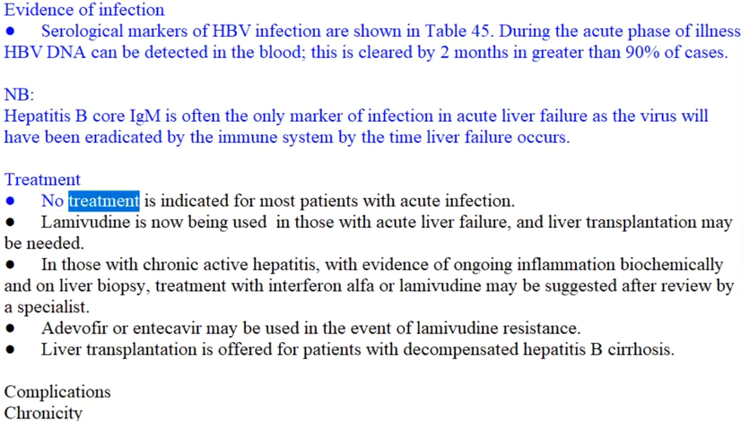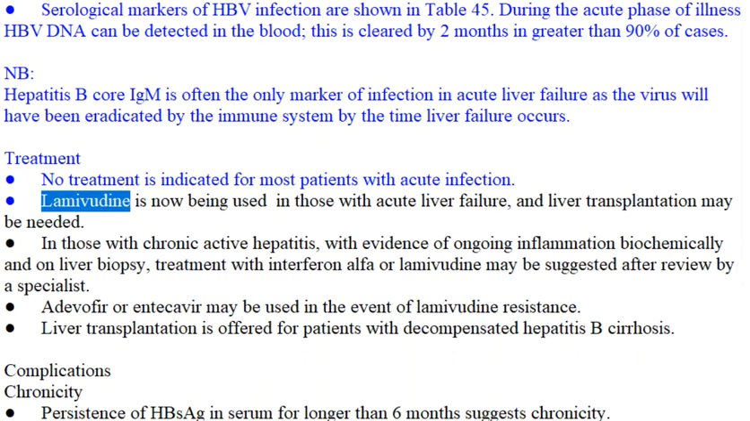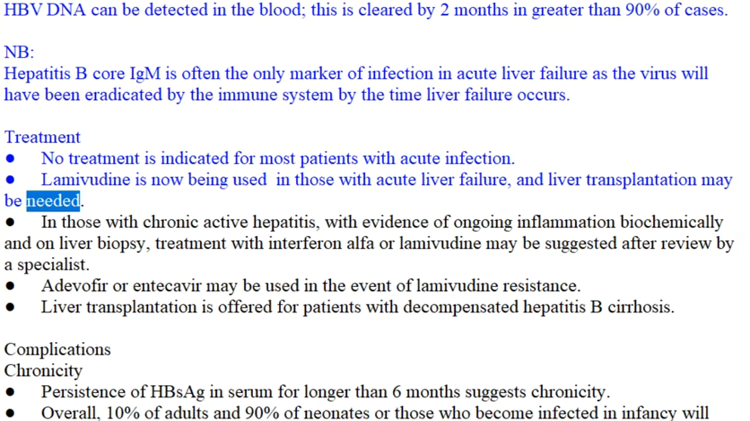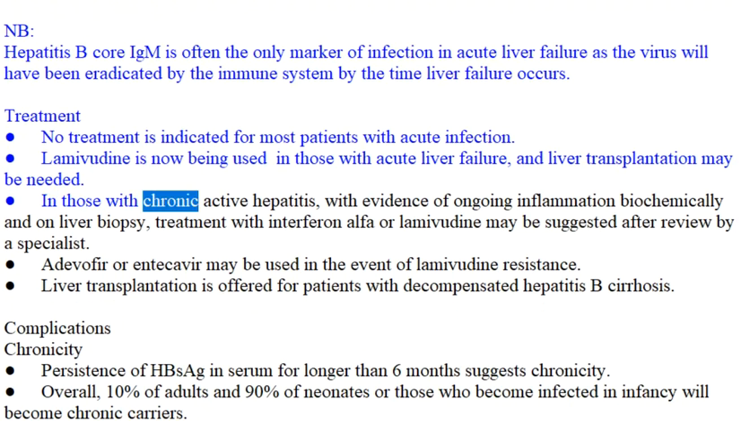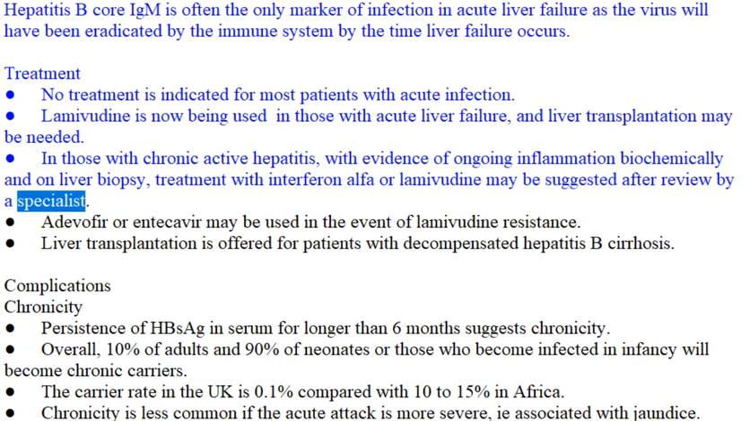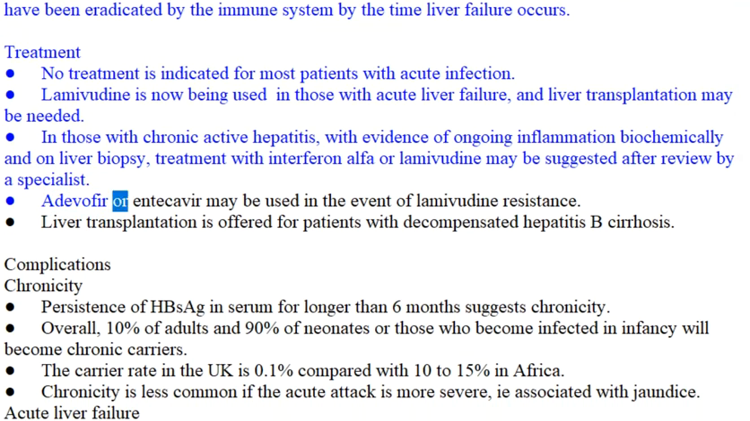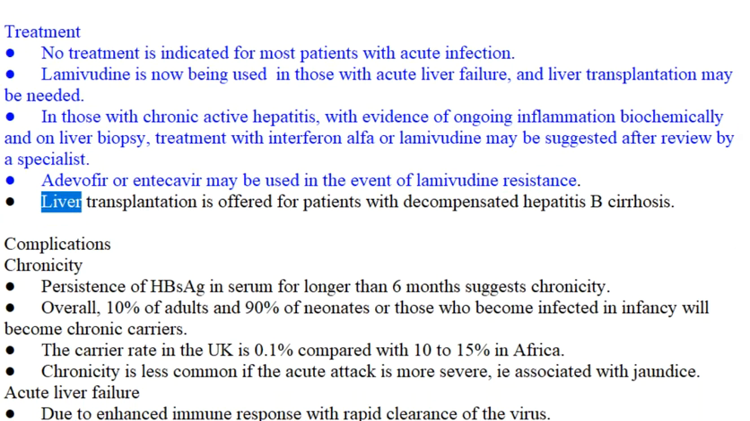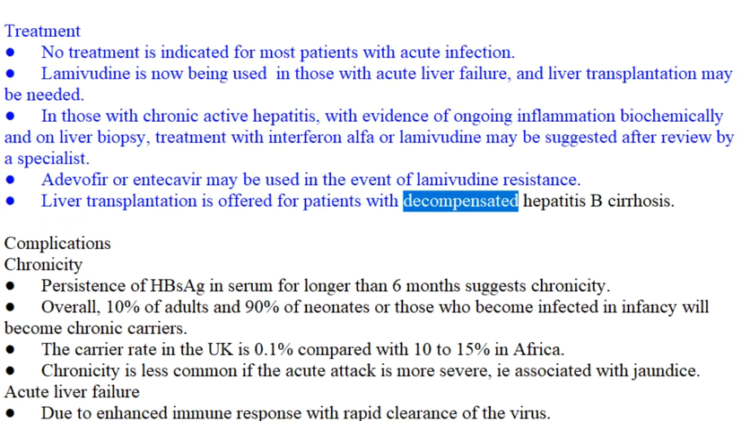Treatment. No treatment is indicated for most patients with acute infection. Lamivudine is now being used in those with acute liver failure, and liver transplantation may be needed. In those with chronic active hepatitis, with evidence of ongoing inflammation biochemically and on liver biopsy, treatment with interferon alpha or lamivudine may be suggested after review by a specialist. Adefovir or entecavir may be used in the event of lamivudine resistance. Liver transplantation is offered for patients with decompensated hepatitis B cirrhosis.